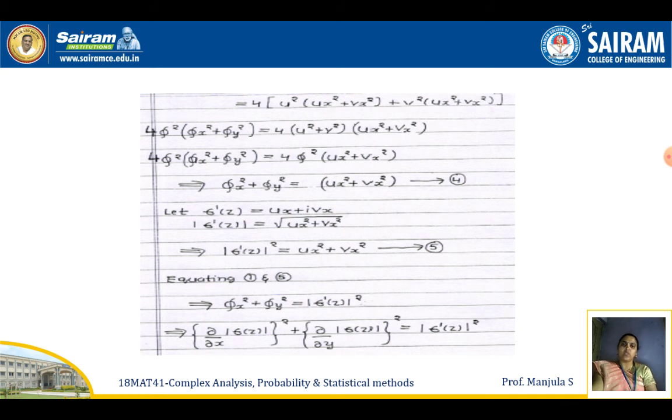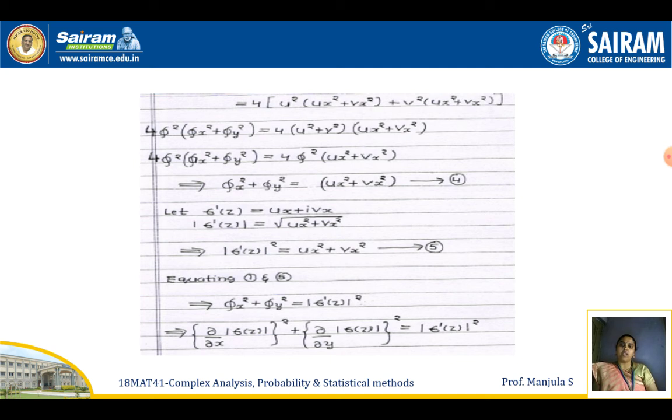So φ²(φx² + φy²) can be written as 4φ²(ux² + vx²). Here we can cancel that 4 and φ², both terms. In the obtained solution, the rest can be written as φx² + φy² equals ux² + vx². Take this as equation number 4.